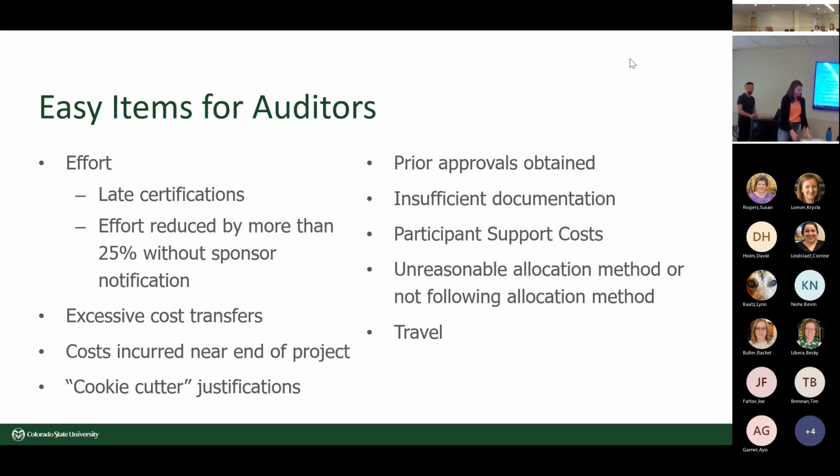Costs incurred near the end of the project. So this one really, does it look like you're restocking? Did you have money left and you're like, oh, well, I know we'll use gloves for the next 3 years, so we're going to buy in bulk because it's cheaper to buy in bulk. That's restocking. It doesn't benefit the project at all.